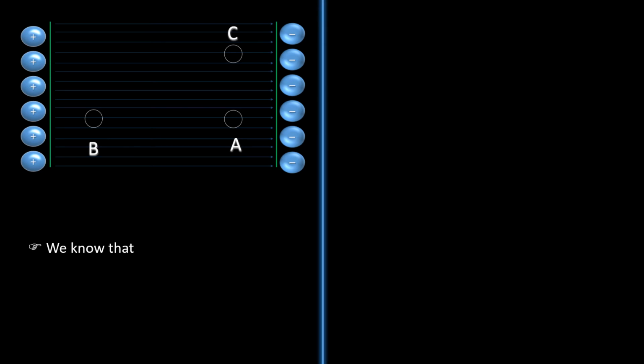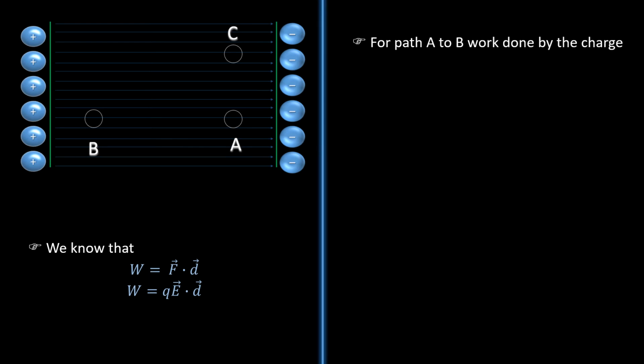So we know that work done is given as force dot displacement, and force here is QE. So when we take path A to B, what is the angle between QE and d? QE is in the right direction, from positive to negative, and displacement from A to B is in the left direction. So the angle between the two is 180. Cos 180 will give you -1. So work done is negative, and hence the change in potential energy is plus QEd.